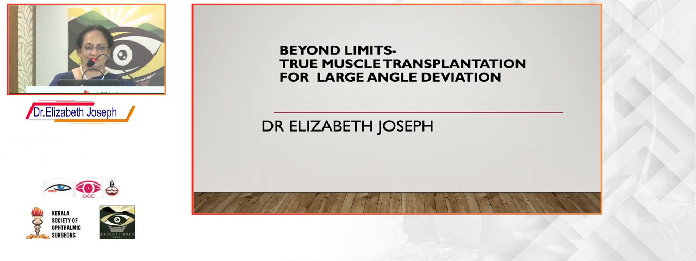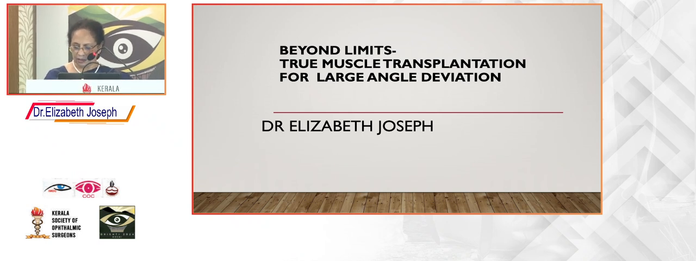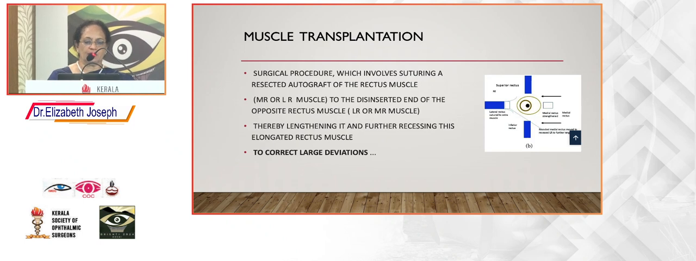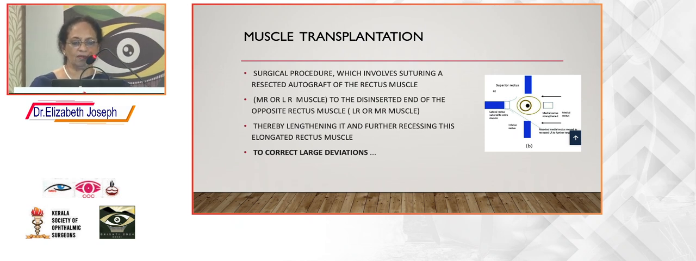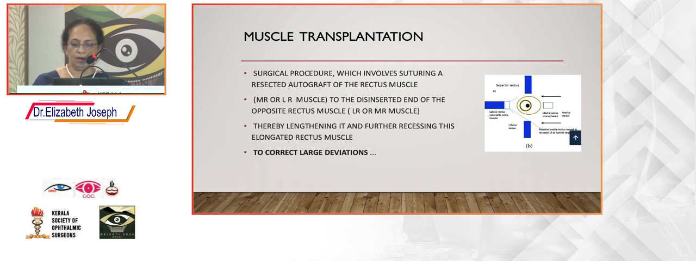Good morning, everyone. This is a new procedure in strabismus, muscle transplantation in large angle deviations. Muscle transplantation is a surgical procedure which involves suturing the resected autograft of the rectus muscle to the disinserted end of the opposite rectus muscle. In the diagram, you can see that a piece of the medial rectus is brought towards the lateral rectus and sutured. So that is the muscle transplantation.